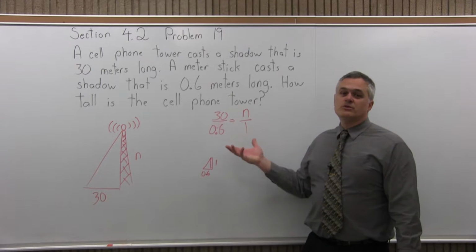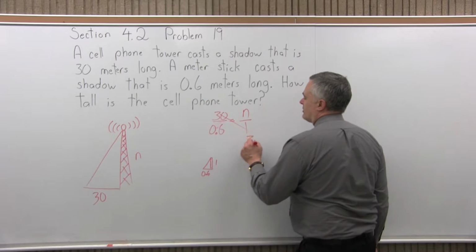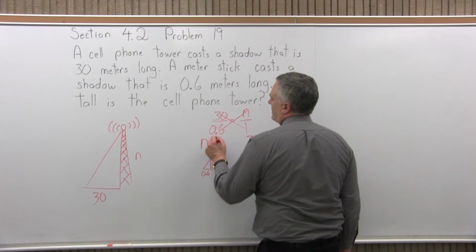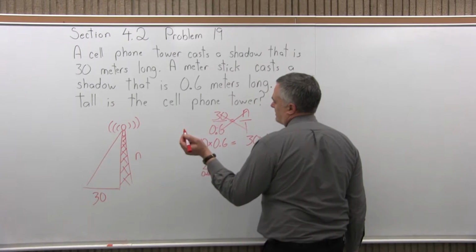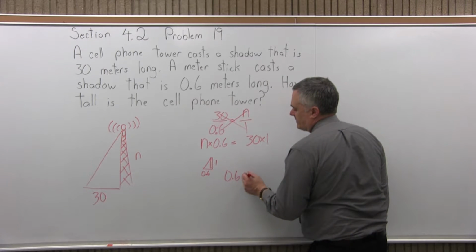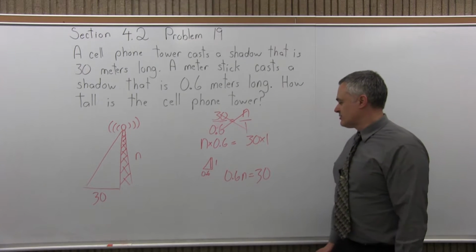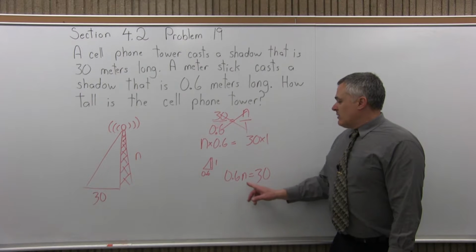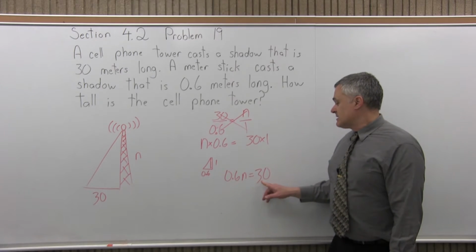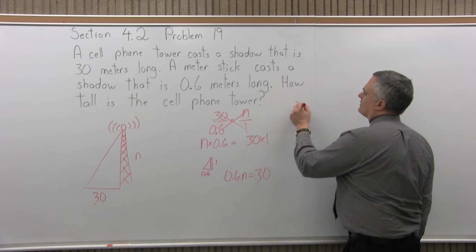One part is unknown. You solve that by cross multiplying and dividing. So going one way, you'll multiply 30 times 1. And the other way, n times 0.6. And they're equal. So n times 0.6, we can call that 0.6n, equals 30 times 1. That's pretty easy. That's just 30. The times 1 is super easy. And now you want to know what n is, and you can solve for n by dividing the 0.6 into the 30.